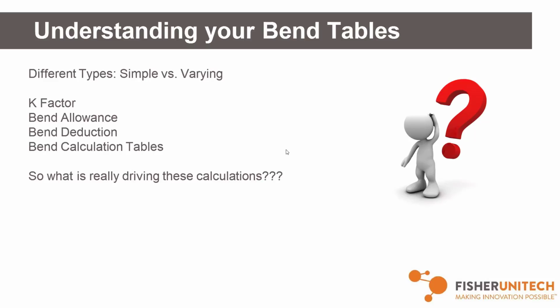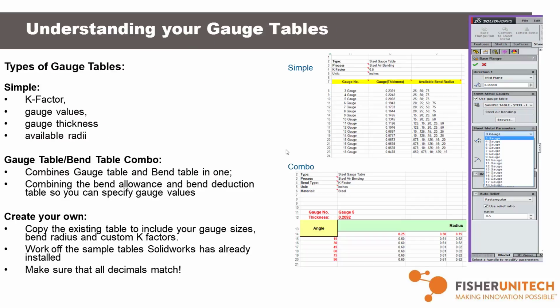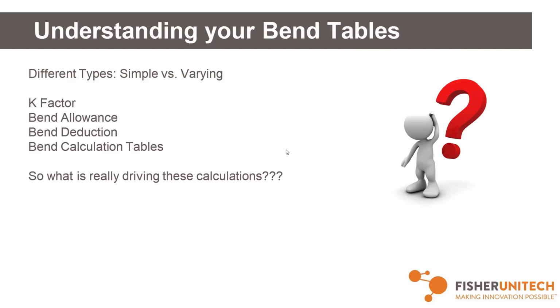So that was gauge tables. As we start to move on, we mentioned bend tables a touch, but they can be their own distinct thing. So if you're using a simple gauge table, just one that only has that gauge number, gauge thickness, and bend radius, you're then also going to be able to use bend tables as well.